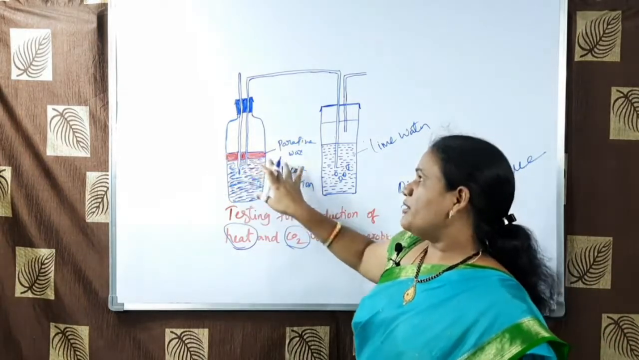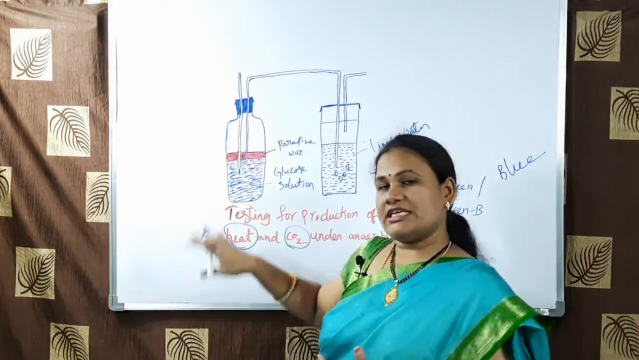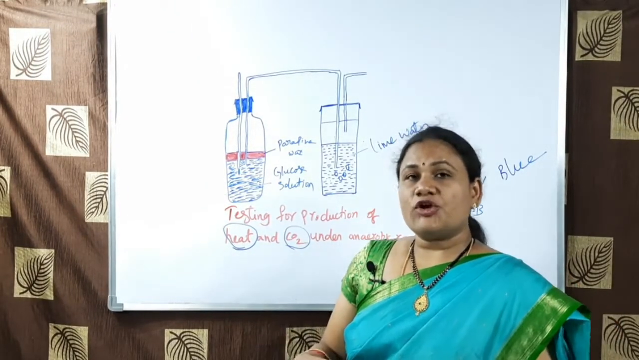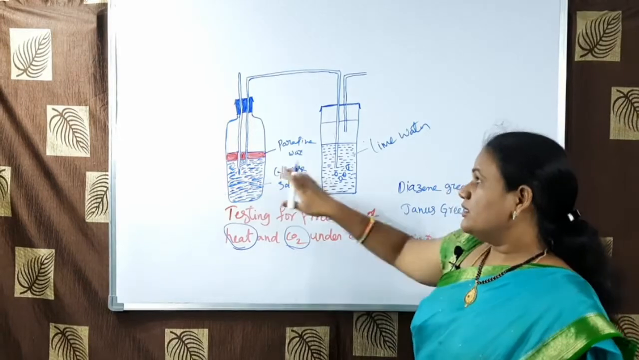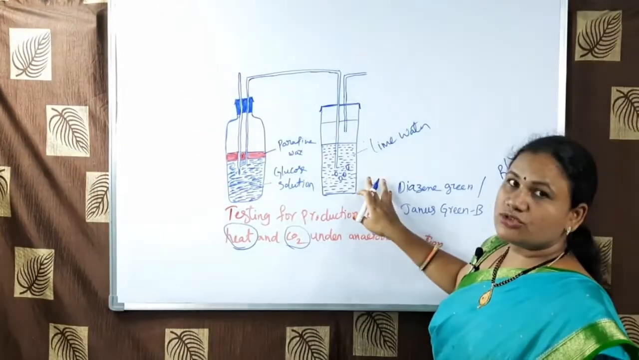After that, pour paraffin wax over the glucose solution to prevent oxygen from entering the glucose solution, so as to carry out anaerobic respiration perfectly. Later, insert a thermometer and a tube like this. Arrange this setup as shown in the figure.